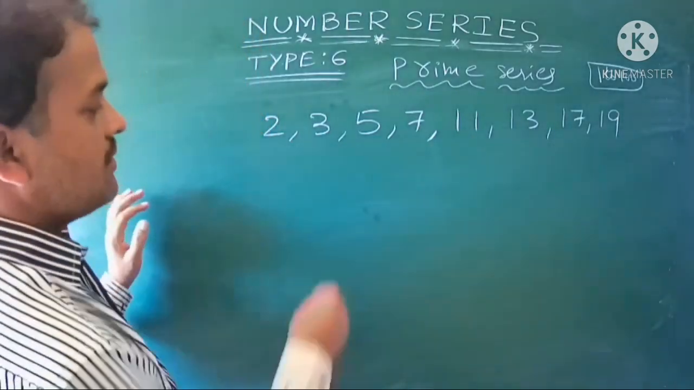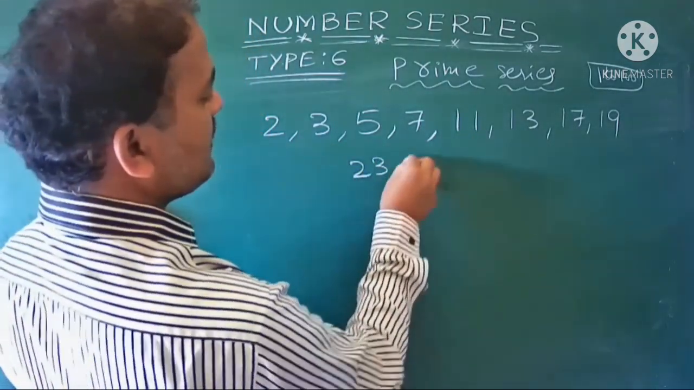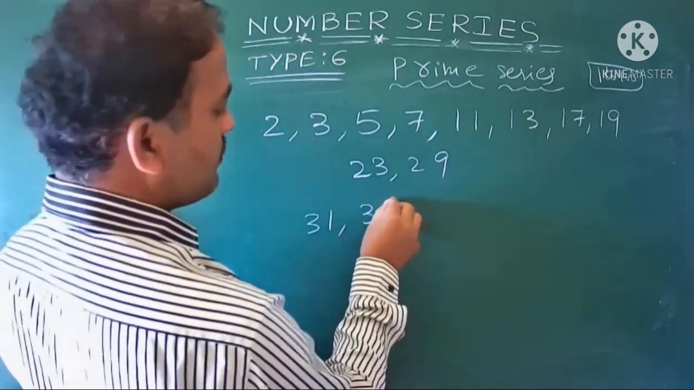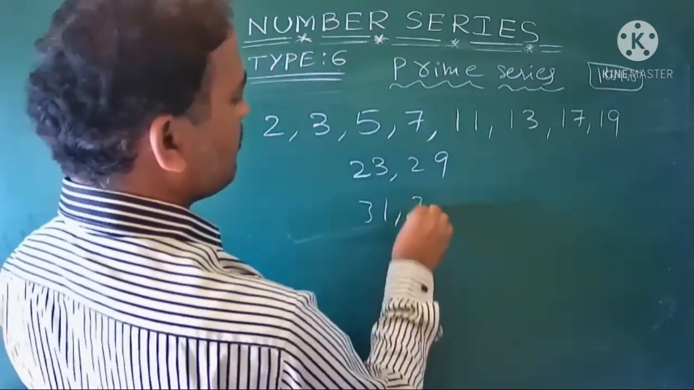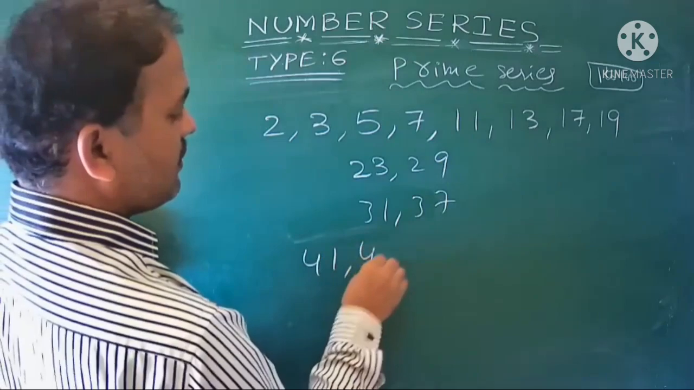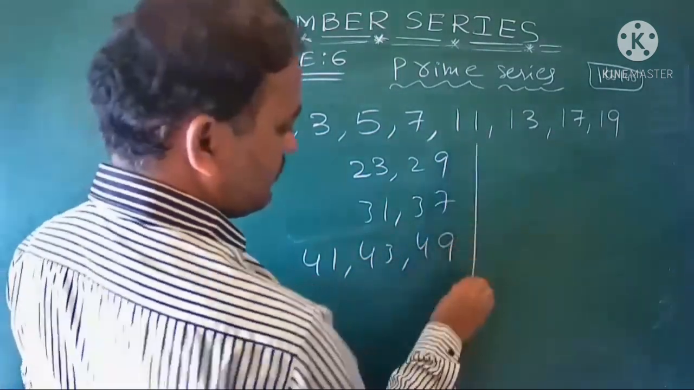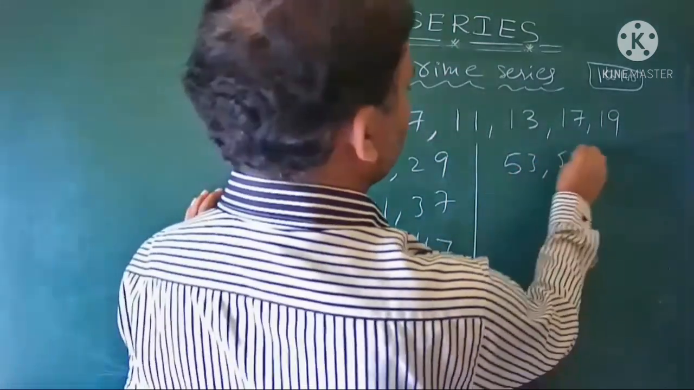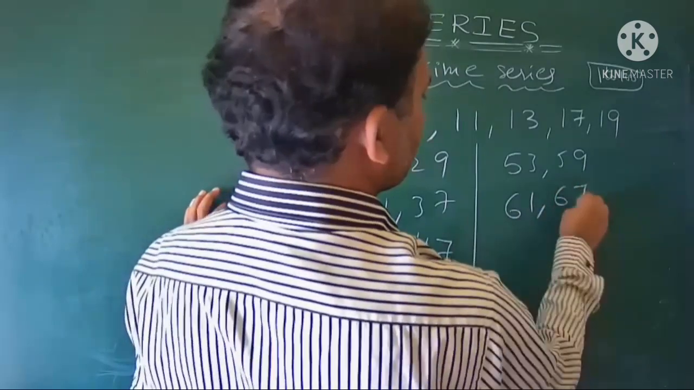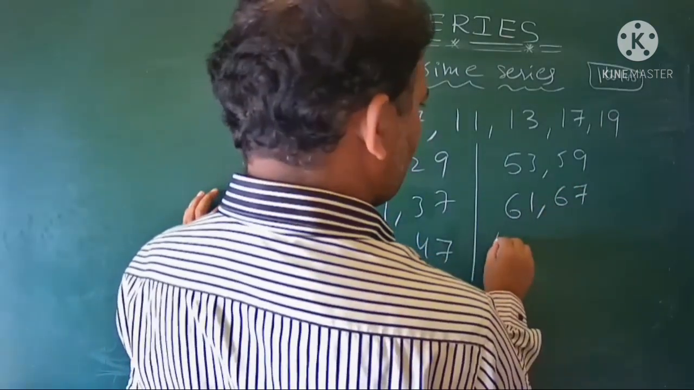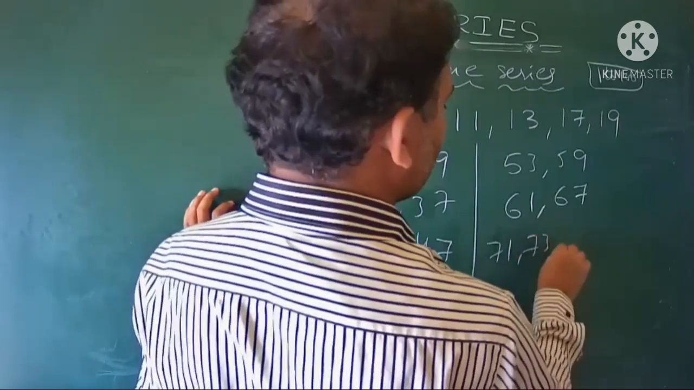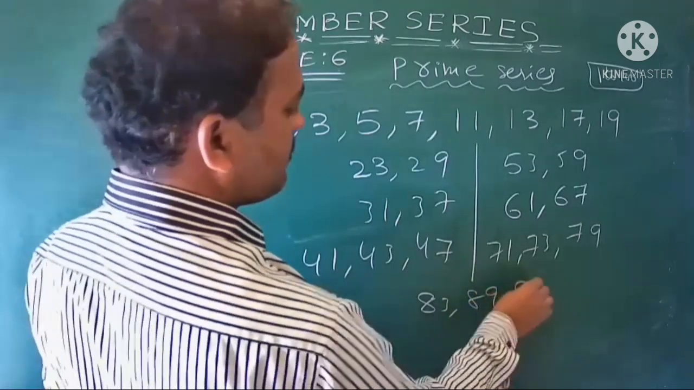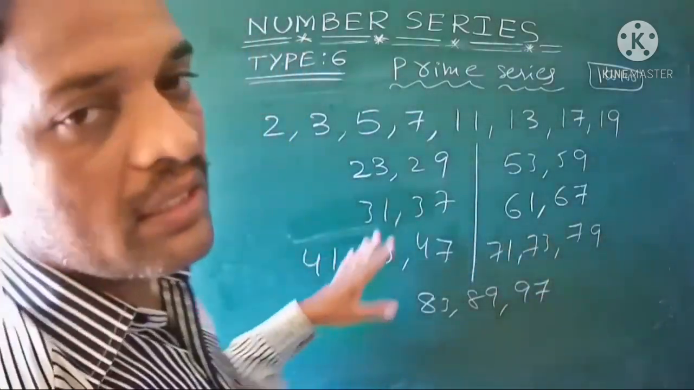After 20 come 23, 29, 31, 37, 41, 43, 47, then 53, 59, 61, 67, 71, 73, 79, and next 83, 89 and 97. So these are the overall 25 prime numbers.